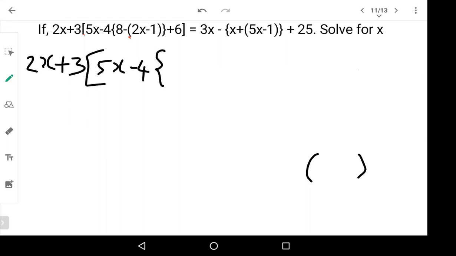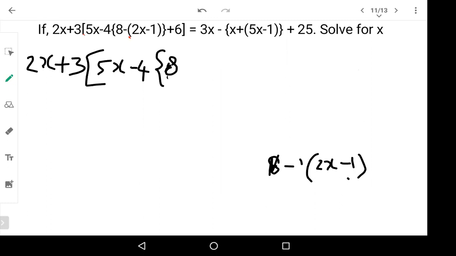Then we have a flower bracket, and then we have 8. Now after 8 we have 8 minus 2x minus 1. This is the expression that we have. 8 we have already written. Now we have minus, 2x minus 1. Since we have a bracket, it means that is multiplication. If you have brackets, that is multiplication.